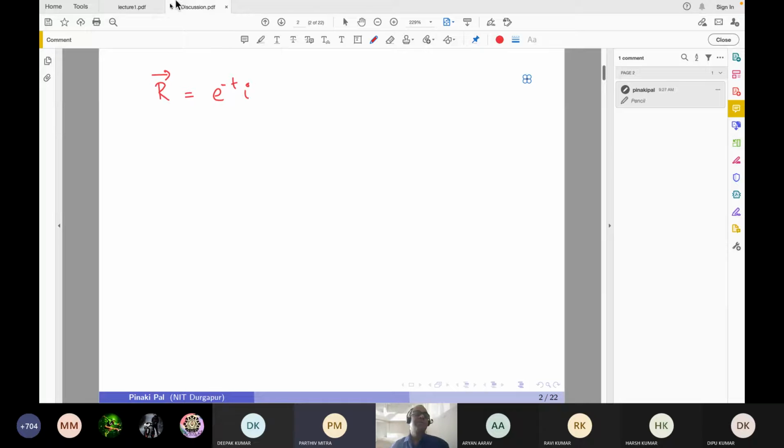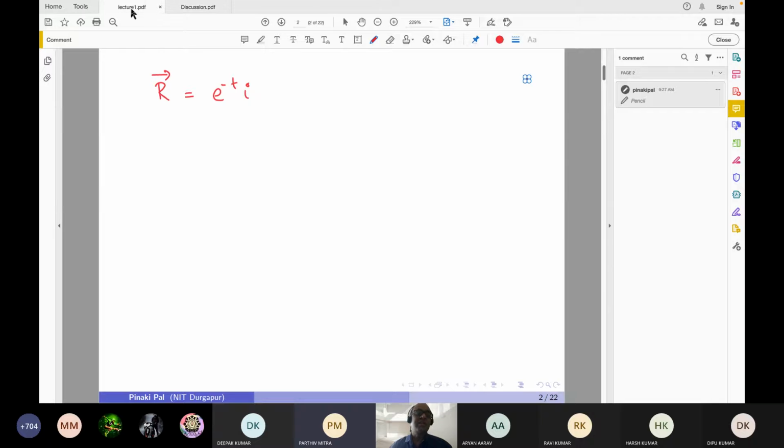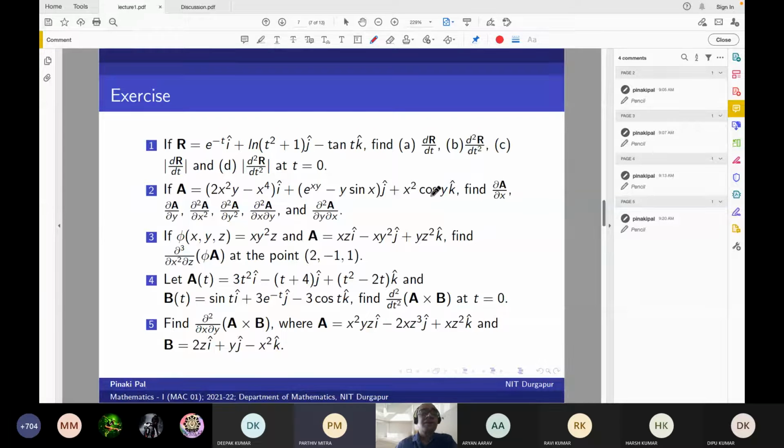I have a question. Yes, tell me. When we talk about differentiability, both the partial derivatives must exist. If one of the partial derivatives does not exist, then it is not differentiable. We'll just say that it is differentiable with respect to x only. And if both partial derivatives exist, then we will say that this is differentiable.